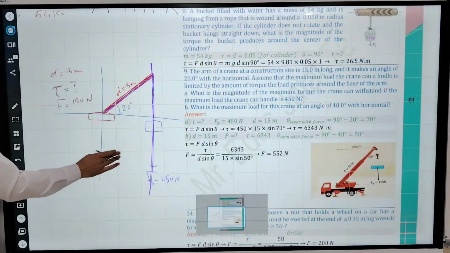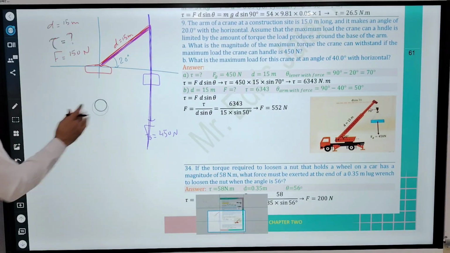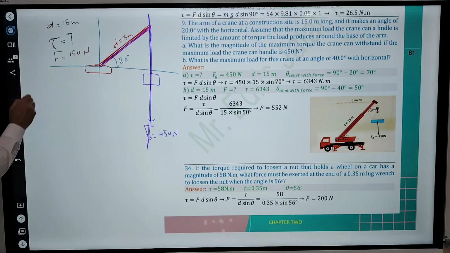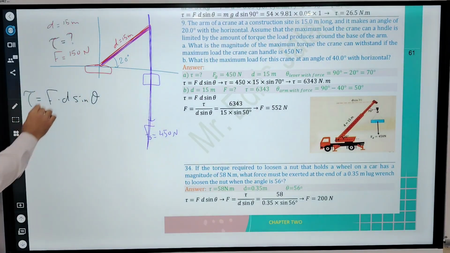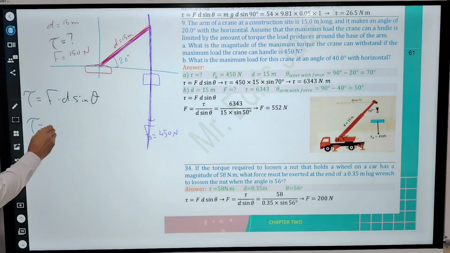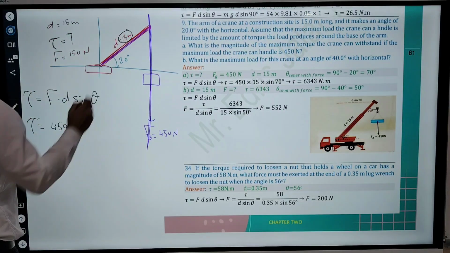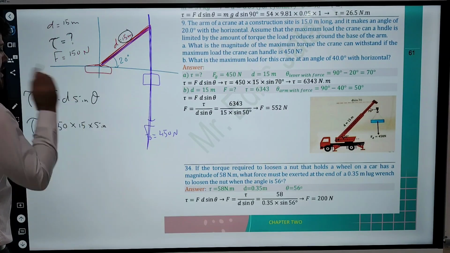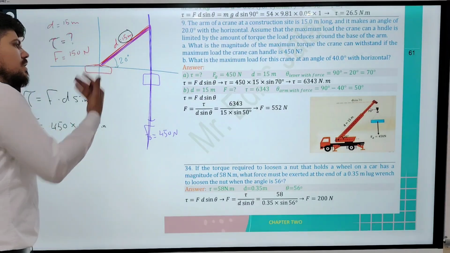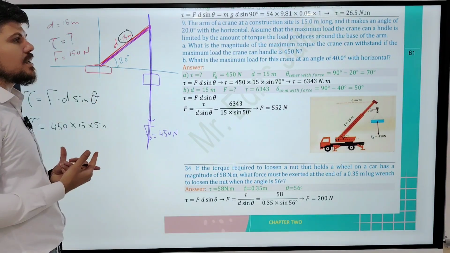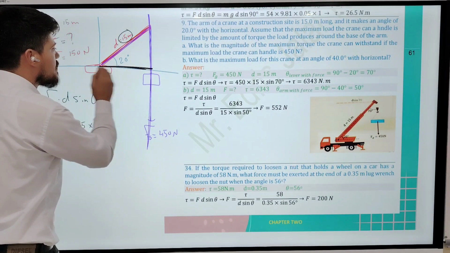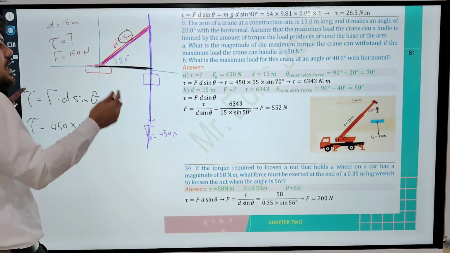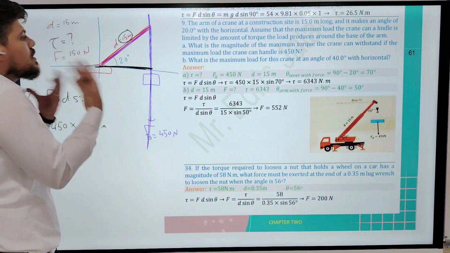In the equation of the torque, torque is equal to F d sine theta. Do we have force? Yes, was given, 450 times. Do we have arm distance? Yes, 15 times sine. Sine what? Sine 20? No, be careful. You have to convert this angle, because this angle is not between distance and force. This is not force, guys, be careful. This is horizontal. This angle is between d and horizontal, we don't need this angle.